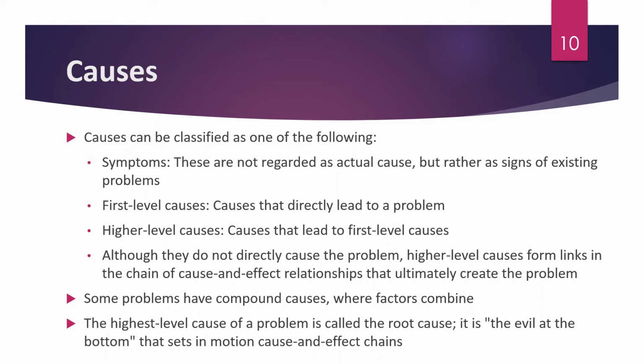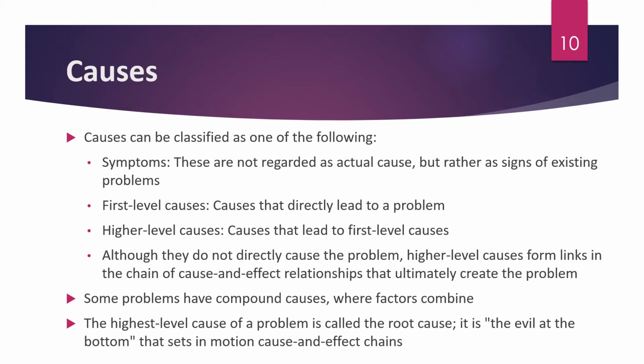First level causes are causes that directly lead to the problem. So that first column to the right of 1,500 people died, those are first level causes. Higher level causes are the ones that lead to the first level causes, ideally. You can stratify that to be the third column or even the fourth column, because the third and fourth columns eventually lead to the first level causes. Although they do not directly cause the problem, higher level causes form links in the chain of cause and effect that ultimately create the problem.